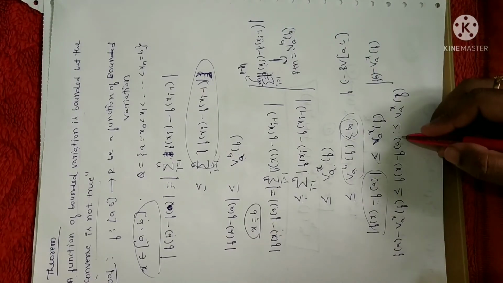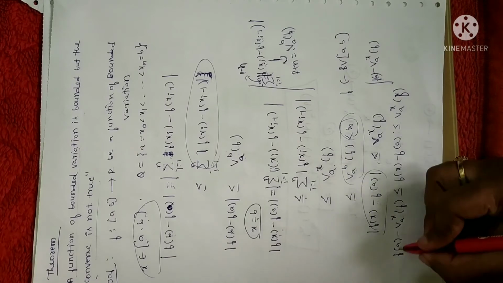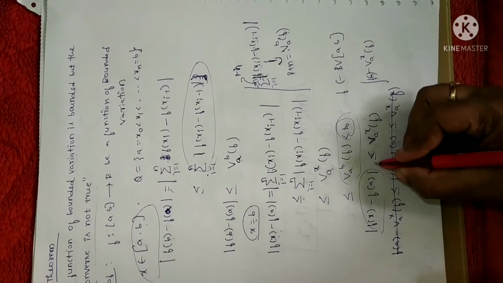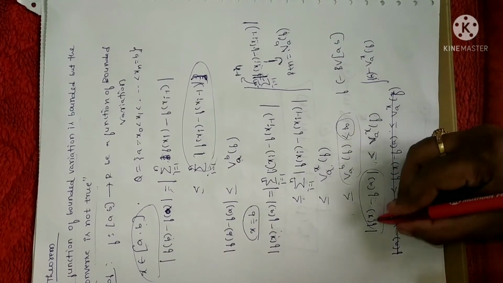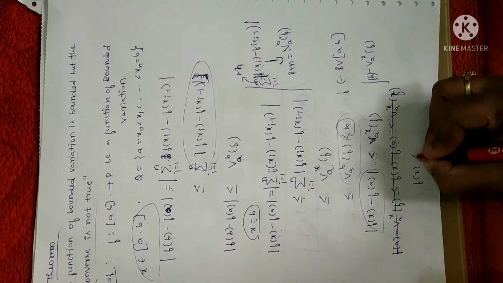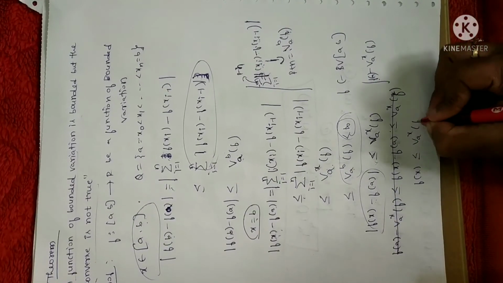Hope it is clear, right? Or else I can write the same as follows, one more statement if you are finding difficulty to understand this. I can write f of x is less than or equal to variation of a with reference to x.